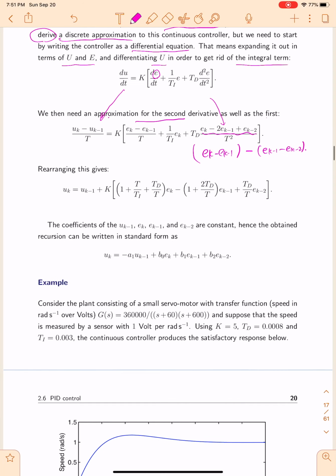Rearranging this will give the formula for U_k. The coefficients of these are constant, so hence the recursion can be written in a standard form. So this is our standard form.